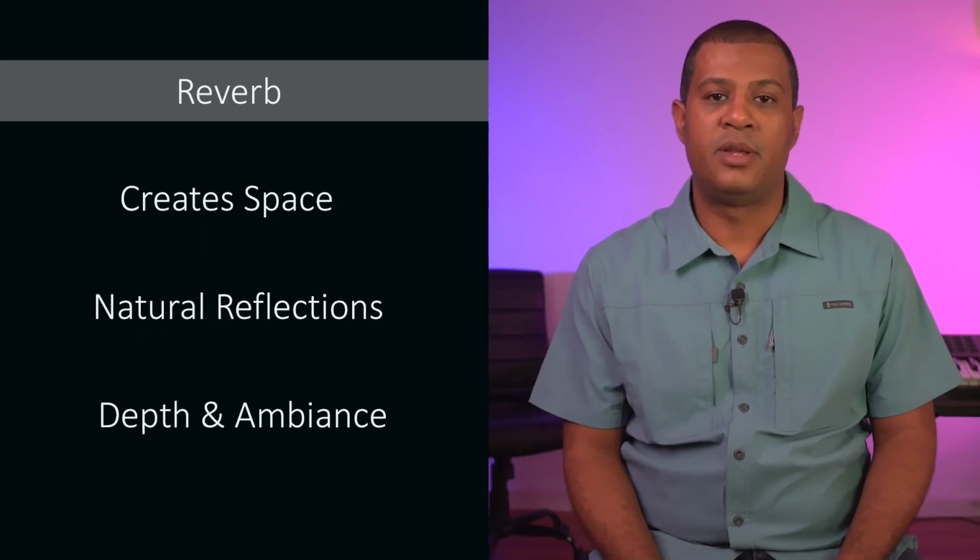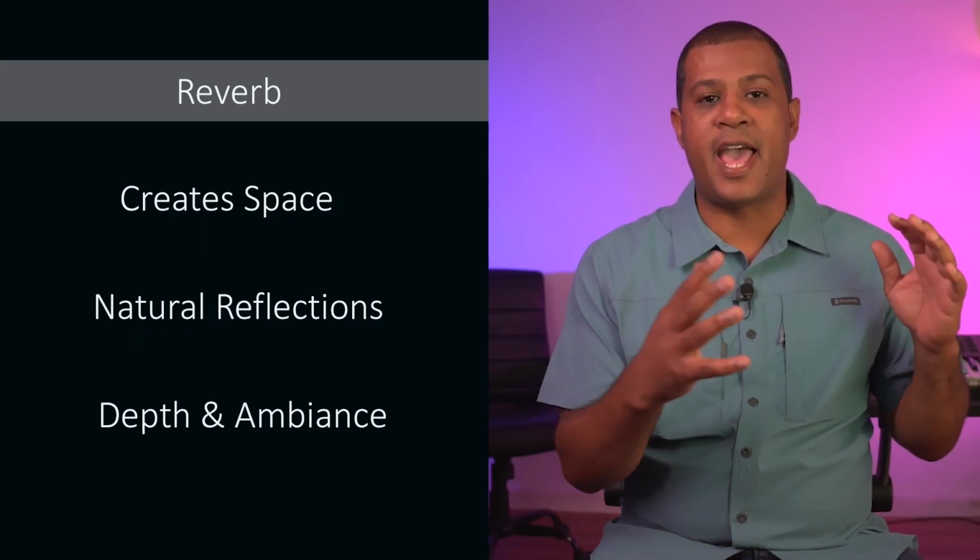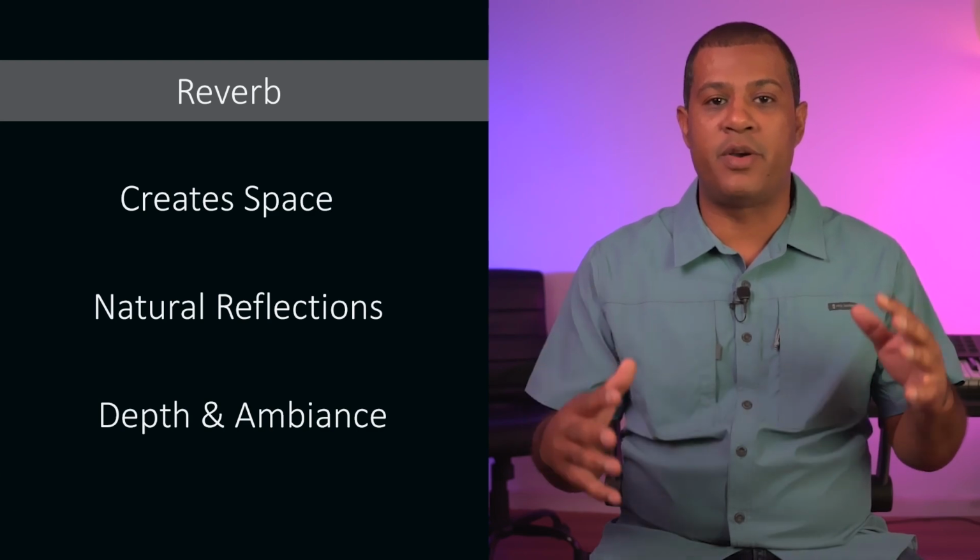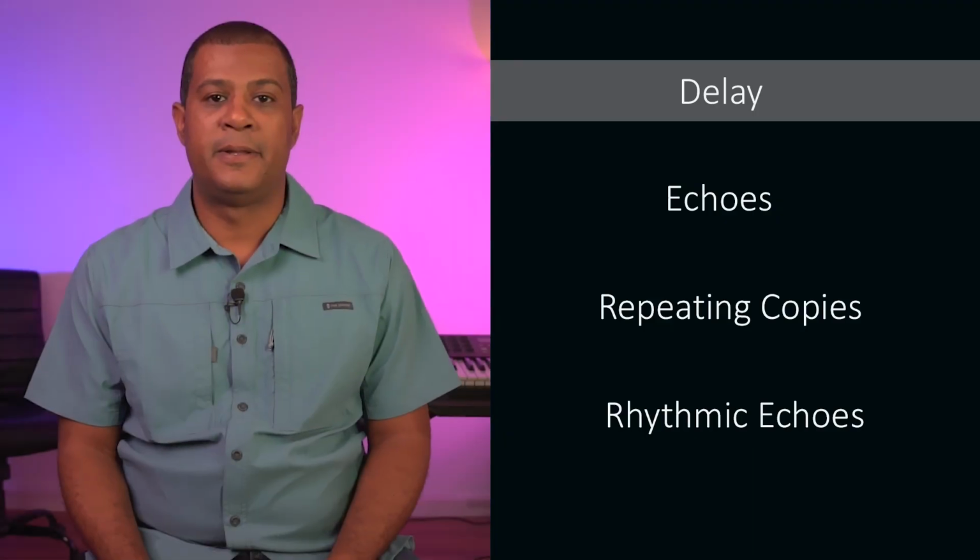Let me explain. You can think of reverb as a sound that creates ambient space. And it kind of sounds like this. On the other hand, delay creates an echo, and it creates a rhythmic echo, and it sounds like this.